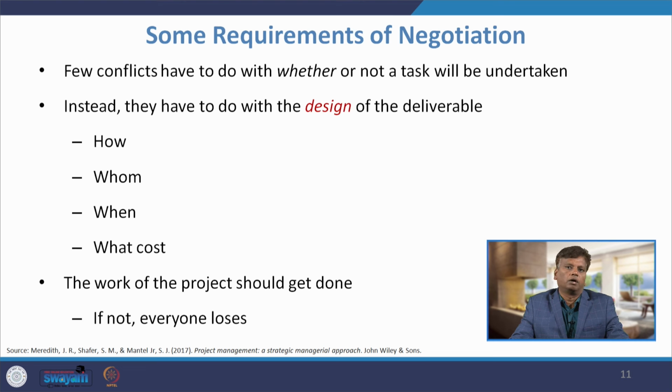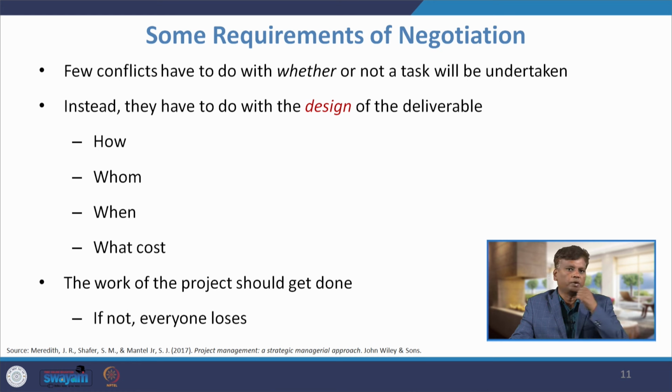Some requirements of negotiation. Few conflicts have to do with whether or not a task will be undertaken. Some people say we have to take this task, some people will say we should not take the task, that leads to conflict. Instead, they have to do with the design of the deliverable, like how we are going to deliver, whom we are going to deliver to, when we are going to deliver, at what cost we are going to deliver. When we understand this, then the conflict will be reduced. So, the work of the project should get done, if not everyone loses.